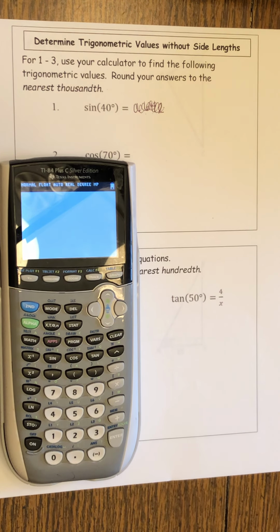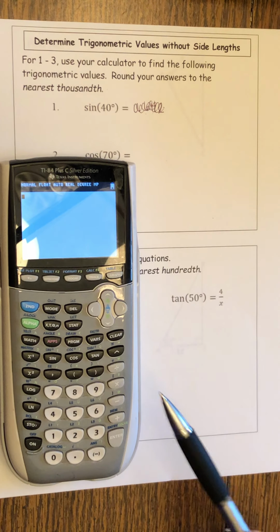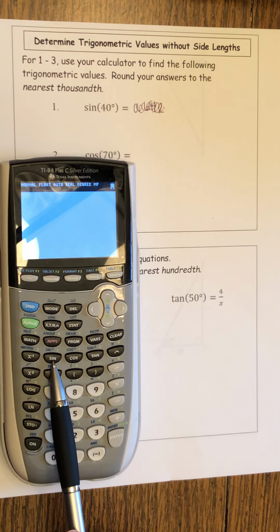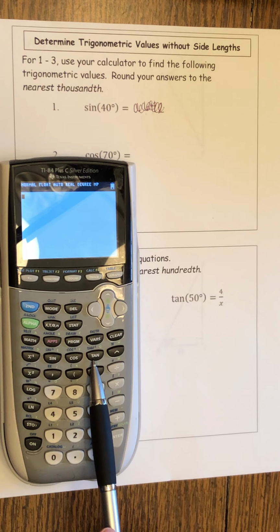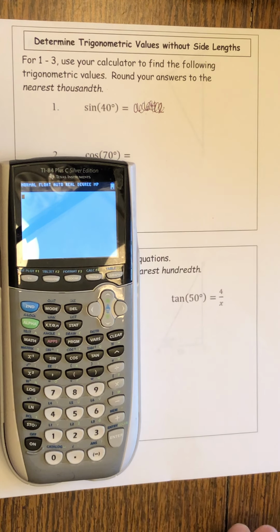What you're looking for on the calculator to know if you're using the right one or not are the buttons sine, cosine, and tangent. So if you're using a calculator and you can locate those buttons, you are using a correct calculator.